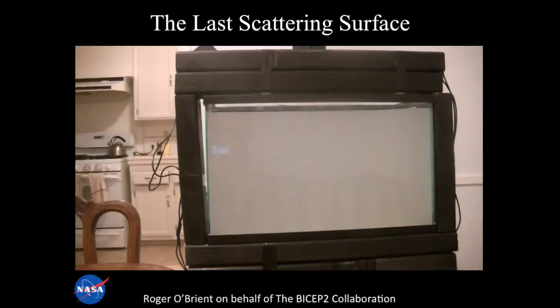But the light is coming from very far away. It takes 14 billion years for that light to get to us, and it's endured 14 billion years of expansion. It's had its wavelength stretched all the way out into the microwave range by the time we see it. That's why we call this the cosmic microwave background.